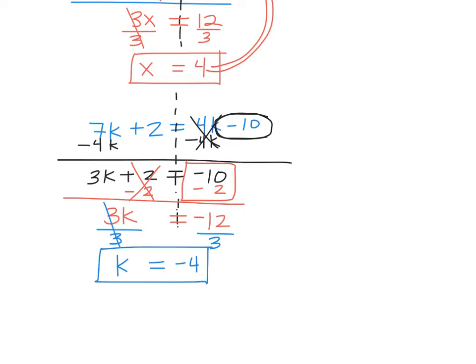Okay, and again, you can plug that back in just to double check it, and they should come out equal to each other. So 7 times negative 4 would be negative 28, plus 2 would be negative 26. Same thing over here. 4 times a negative 4 is a negative 16, minus 10 would be a negative 26. So it checks out.